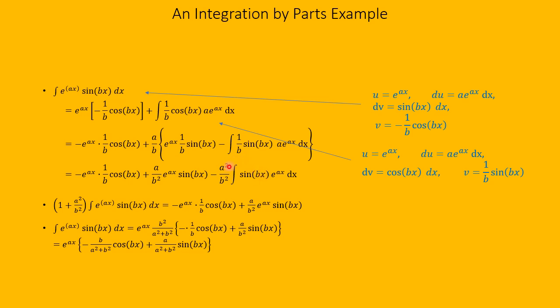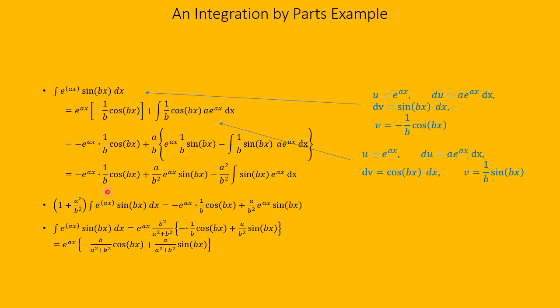So let's add a squared over b squared times this integral to both sides of the equation. If I add a squared over b squared times this integral to the left-hand side, that's going to be 1 plus a squared over b squared times that integral. And then we have two more terms that we'll just leave as they were.